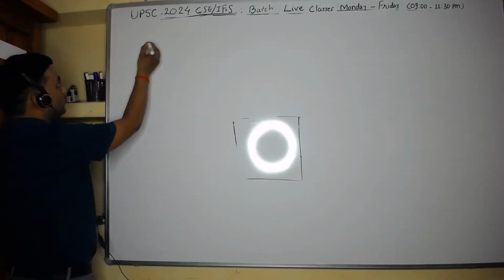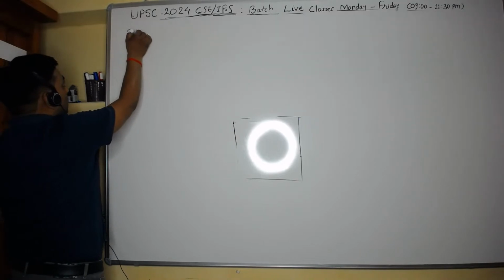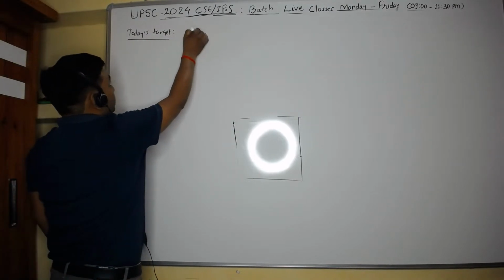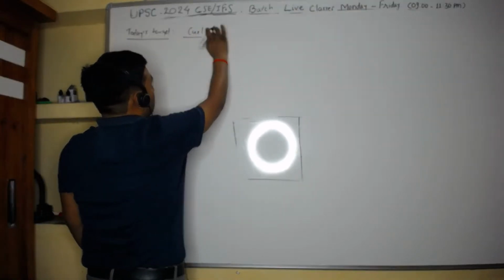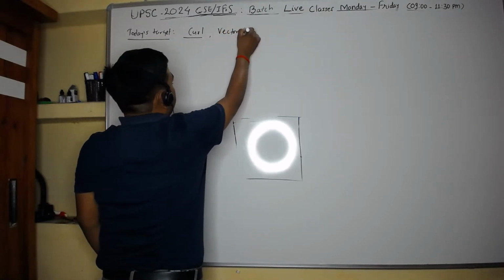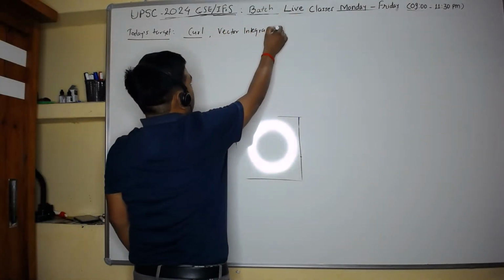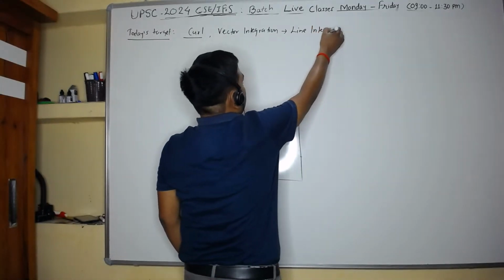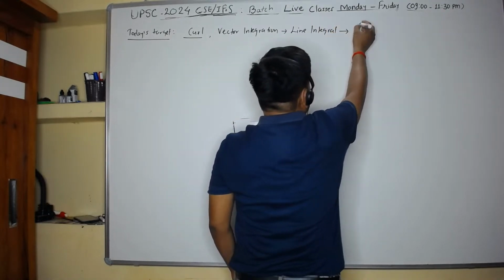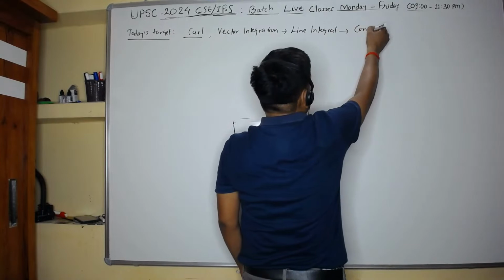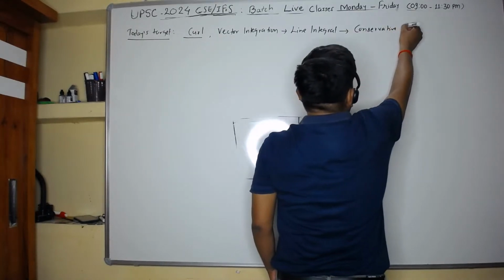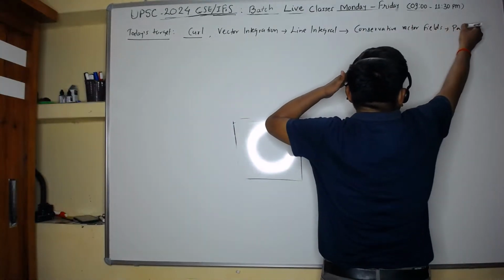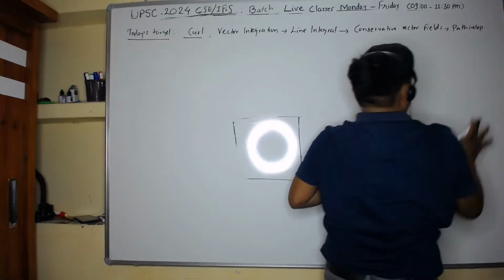So today's target is studying about curl first, then moving to vector integration. And in integration, first we will learn about line integral, then we will learn about conservative vector fields. Okay, what does path independence mean?